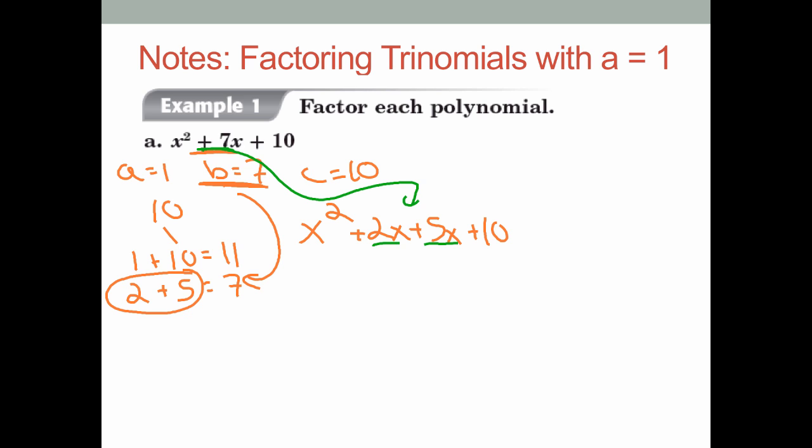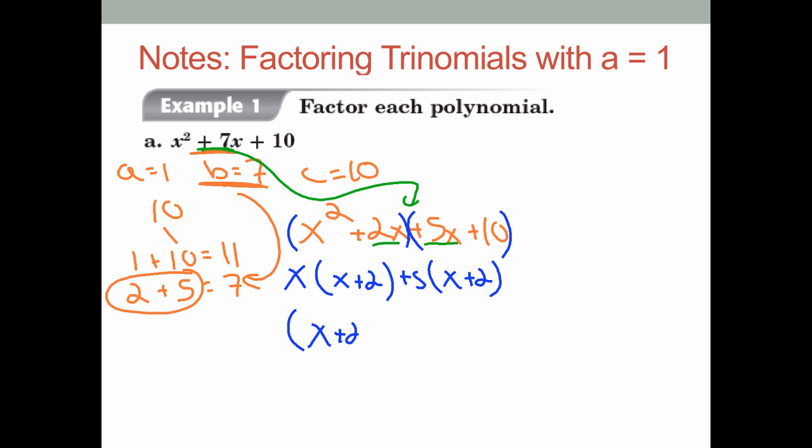Now I factor by grouping. I put the two terms together. The x is common, and the 5 is common in the second one. And now I can get my two parentheses. One is x plus 2. Those match up. The second one is x plus 5. The numbers on the outside of the parentheses. I have now factored that trinomial.